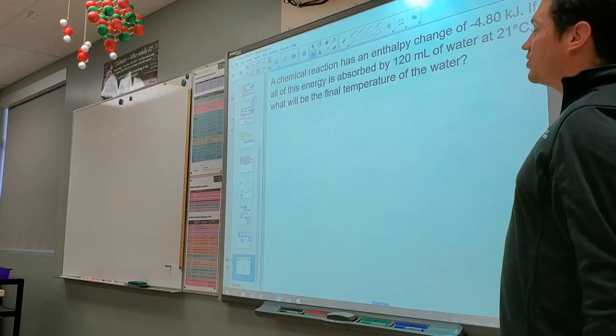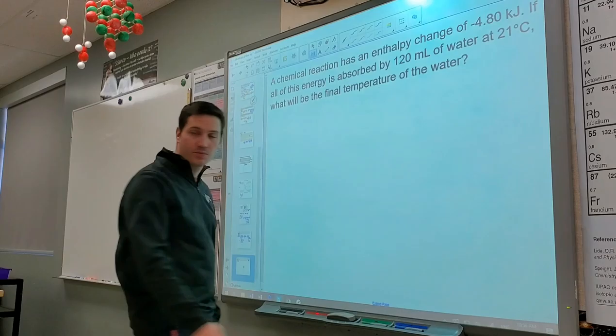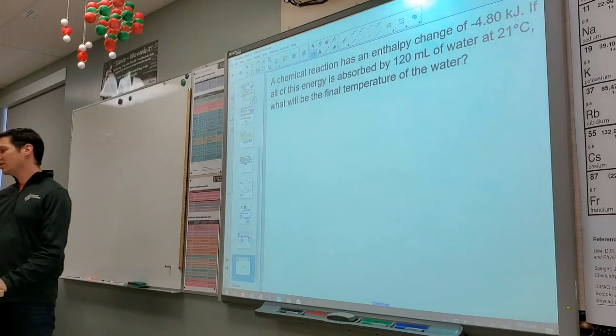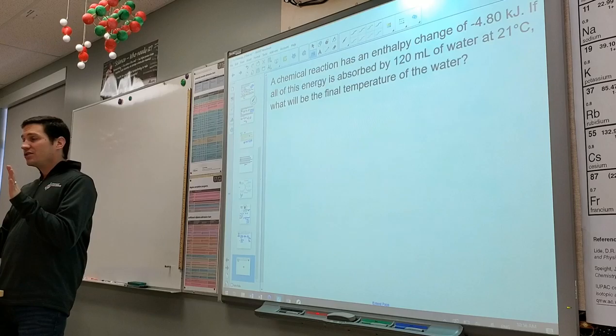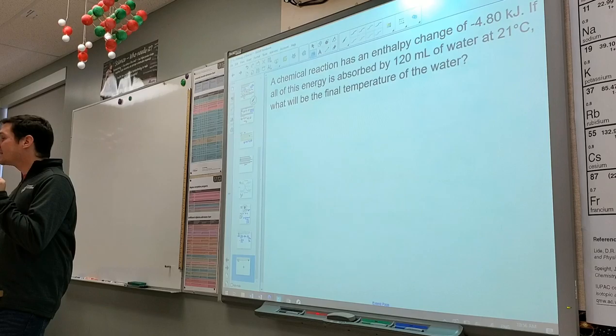Yes, everybody wants to go staple it, and that's totally fine, but just quietly. So a chemical reaction has an enthalpy change of this much. If all the energy is absorbed by 120 milliliters of water at 21 degrees Celsius, what will be the final temperature? What I'm curious about is what do you want out of this?